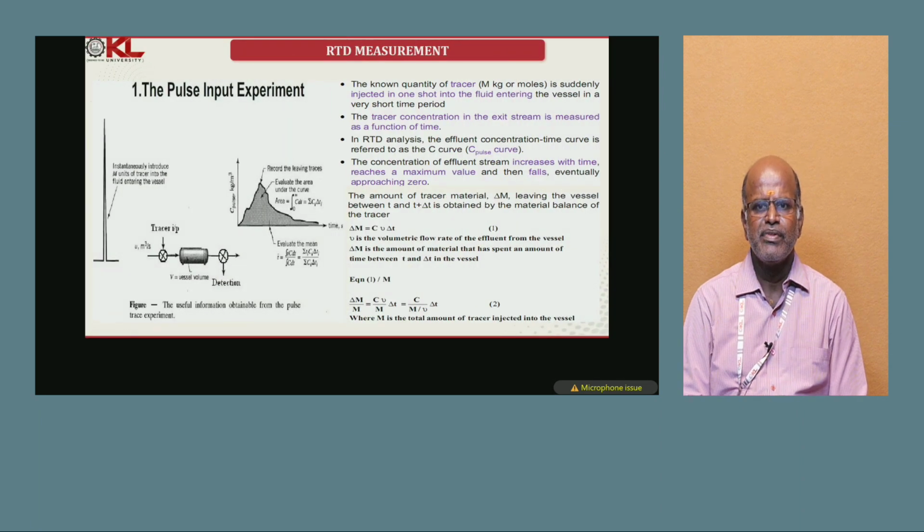In the pulse input, the tracer is suddenly injected in one shot into the fluid in a very short interval of time. The tracer concentration at the exit is measured as a function of time. The concentration data is tabulated and a curve is drawn. The amount of tracer material leaving the vessel is obtained by the material balance.